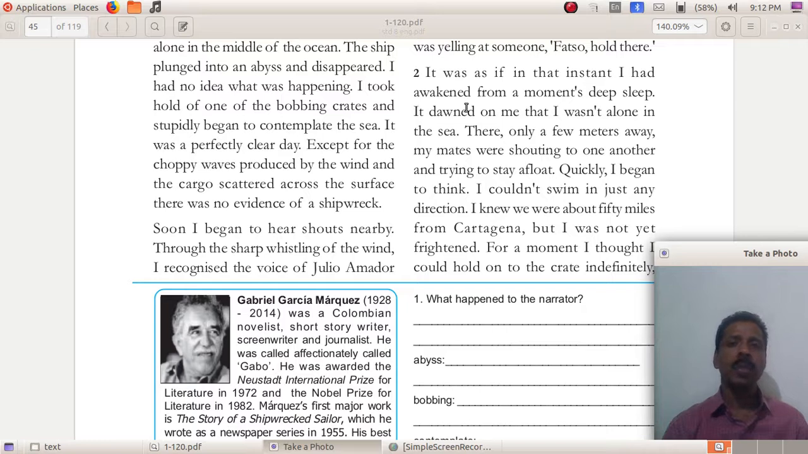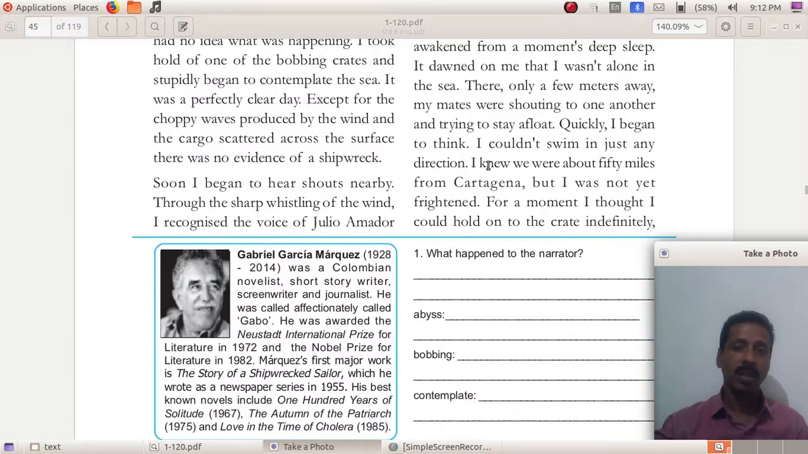Then quickly I began to think. I couldn't swim in just any direction. Can you say why he said that I couldn't swim in just any direction? Because it is endless sea. It won't be easy to swim and reach the shore, because he says that the land from where they started, Cartagena, was about 50 miles away.